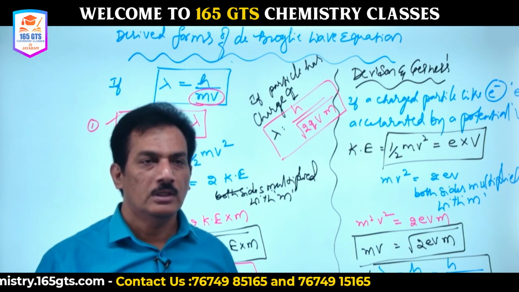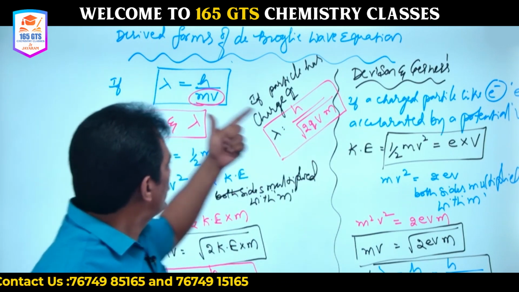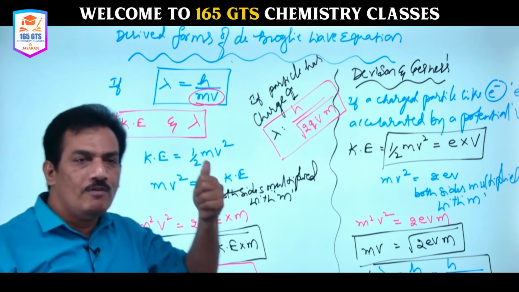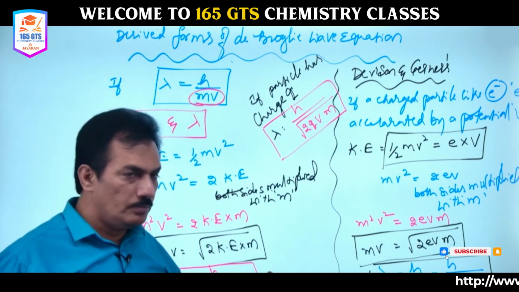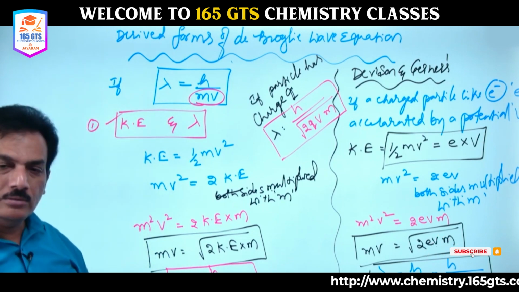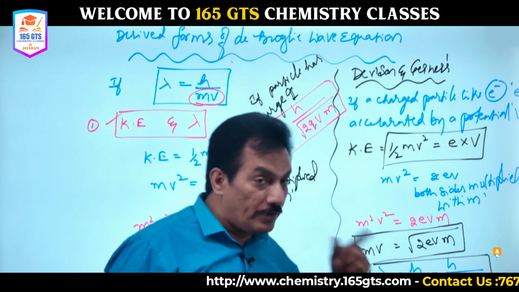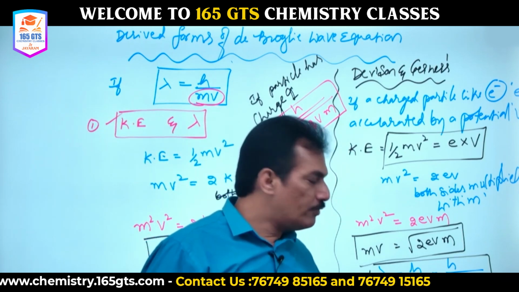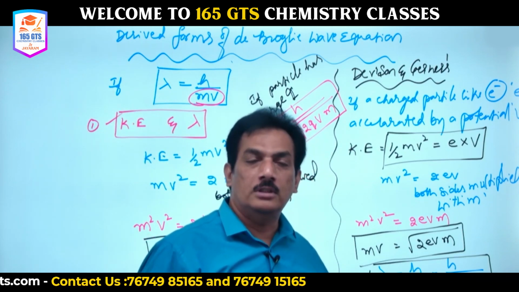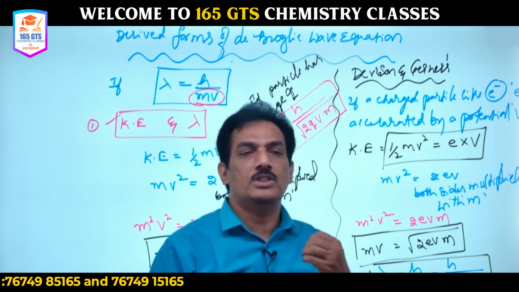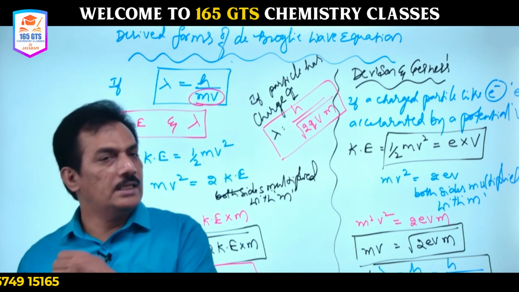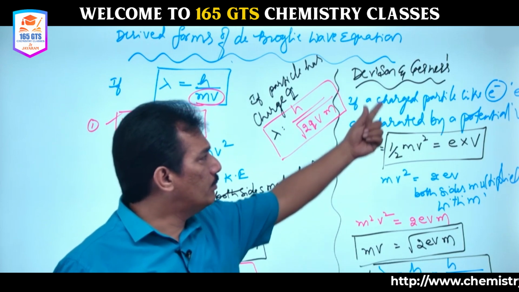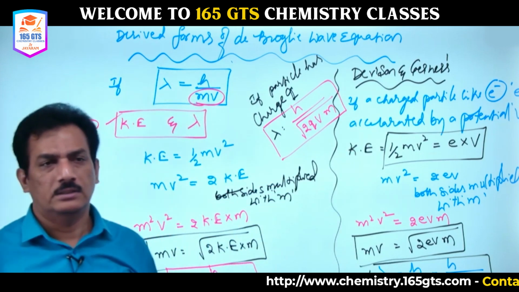Are you clear? This is from the same concept, lambda is equal to h by mv. We are getting that mv value from different data. It may be from kinetic energy, or for charged particles only, it may be from the charge and the potential, which is useful in accelerating the particle. This modification has been given by Davisson and Germer.